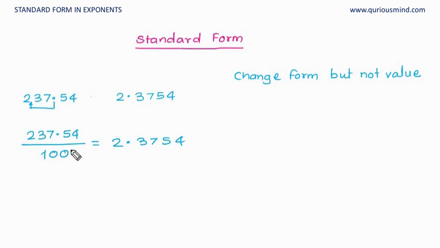But to keep the value the same, what should I do? I should multiply this number by 100. So to ensure that these are equal, I should multiply this number by 100. I have divided by 100 and I multiply also by 100, so that the value does not change. And this 100 I can write as 100 is the same as 10 raised to 2. And that's my exponent form. And this is called the standard form of exponent.